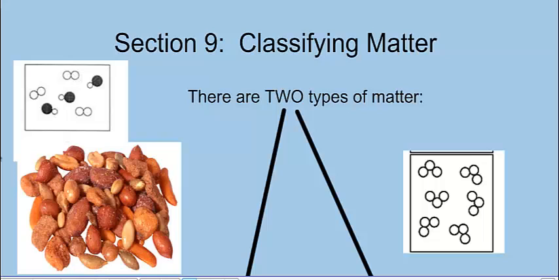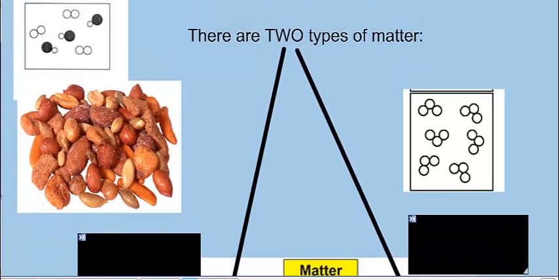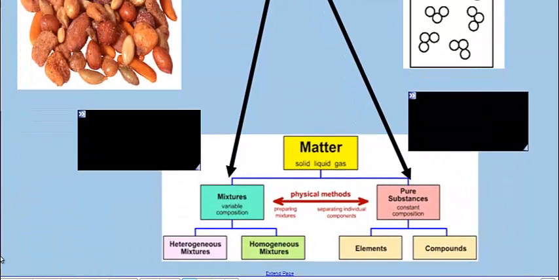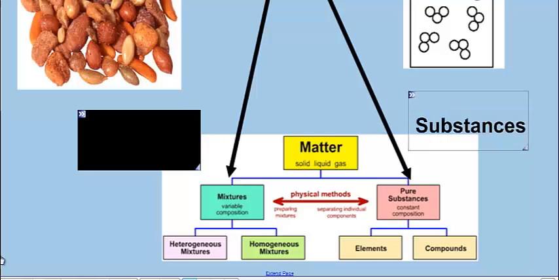So we take everything that there is, everything you can think of, everything that exists, and we break it down into two types of matter. Matter that is pure and matter that is not pure. So we have pure substances. That's one of our types of matter. Okay? And you should record that.